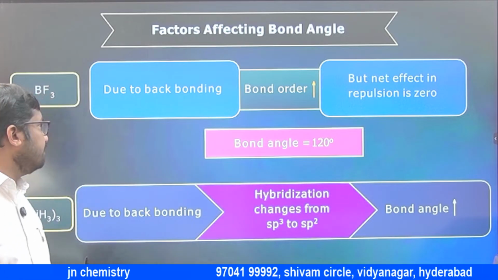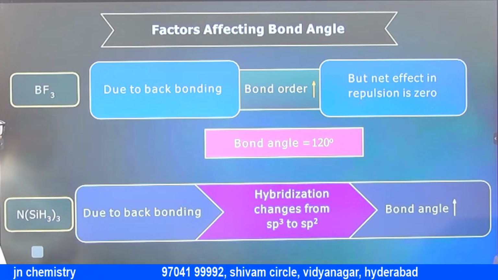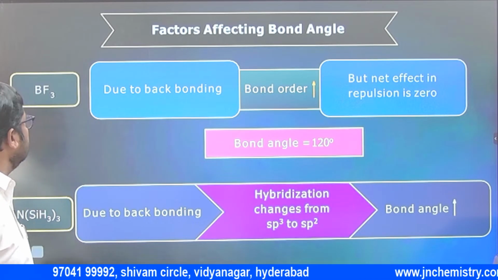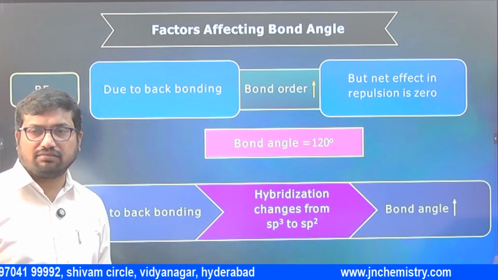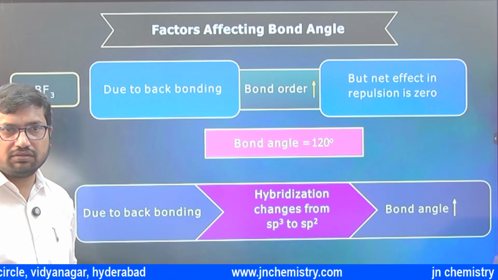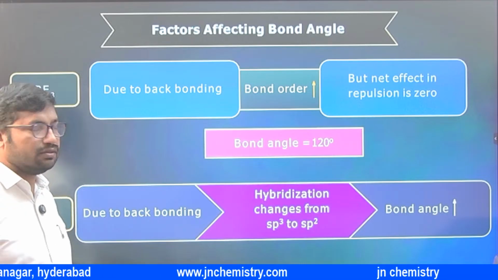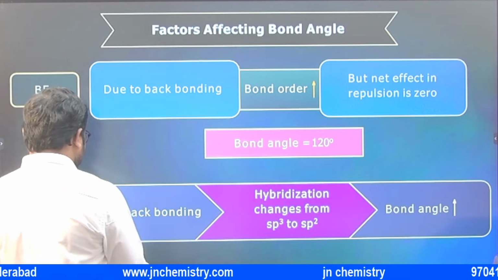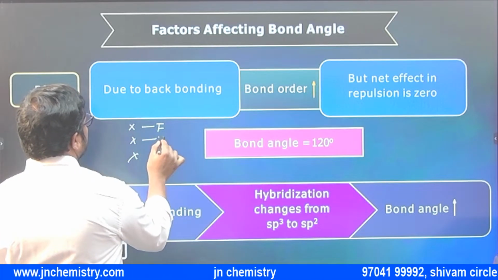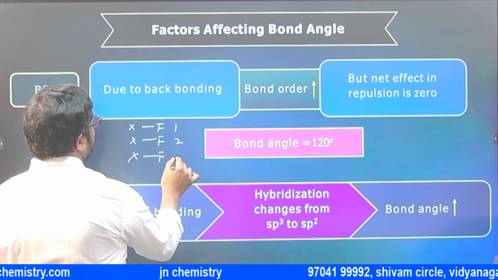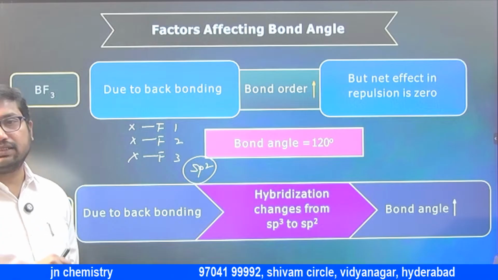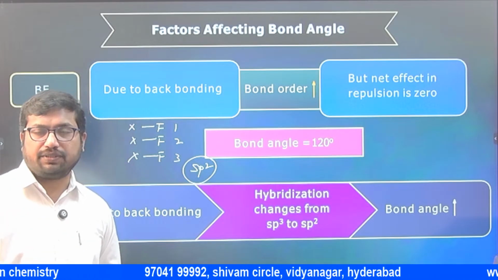So in case of BF3, cross check. Normally BF3 is sp2. No, it does not change. BF3 is sp2 by default, right? What is the BF3 hybridization? 1, 2, 3, 3 electrons. sp2. Already sp2 is there. Double bond is there or not? sp2 is right.